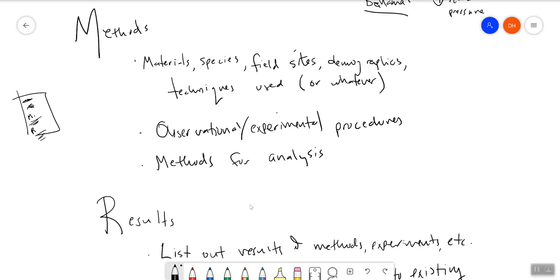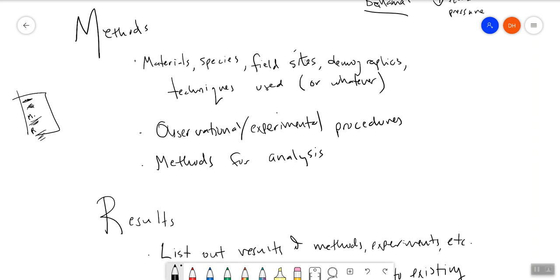Anyway, in the methods, you just list out the materials, the specifics, field sites, demographics, techniques, or whatever. What did you do specifically in answering your research questions during the course of the experiment or interviews or whatever that you were running?